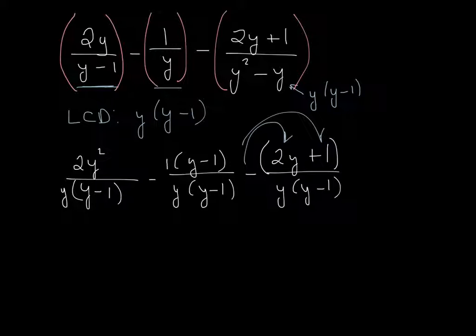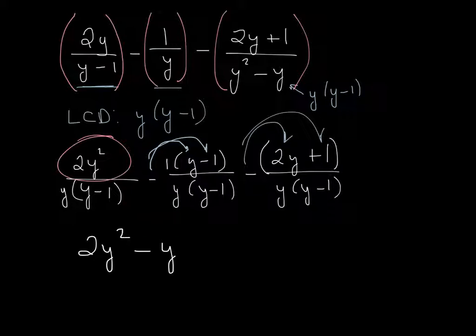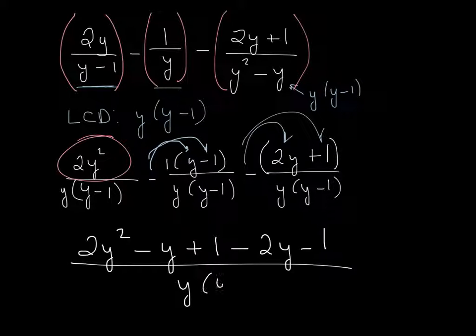So I see that here I have 2y squared. Here I'm going to distribute that negative, so I'm going to have negative 1 times y, which will be negative 1y or negative y. Negative and a negative is going to give me a plus 1. And then I'm going to distribute the negative to a negative 2y, and then a negative 1, all over my least common denominator.